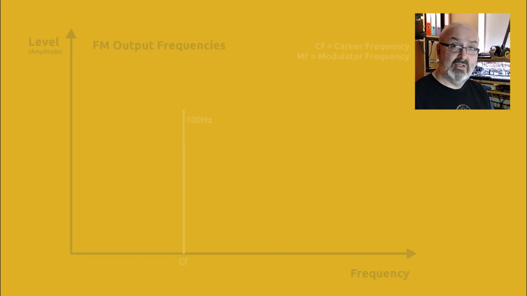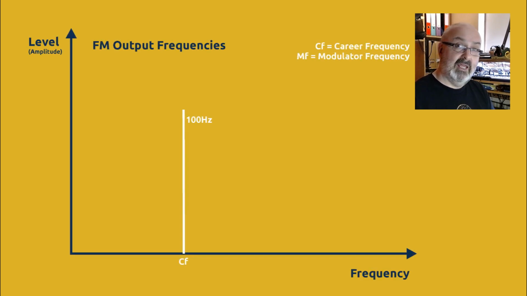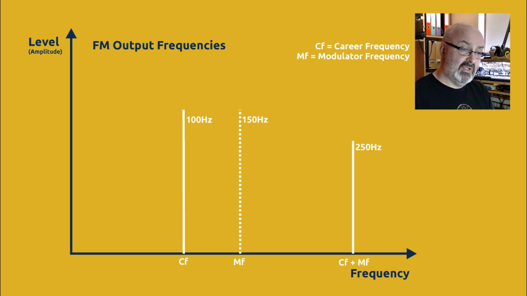In simple terms, it's like this. Say for instance your carrier frequency is 100 Hertz and you want to modulate it with 150 Hertz. If you get 100 Hertz plus 150 Hertz, then you get 250 Hertz. What about the minus? You've got 100 Hertz and you're subtracting 150. Well, that gives you minus 50. You can't have minus frequency though, can you?